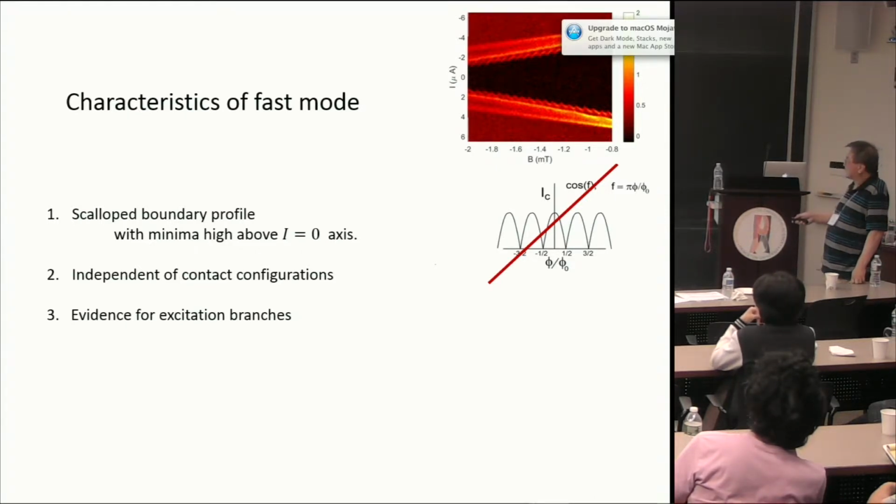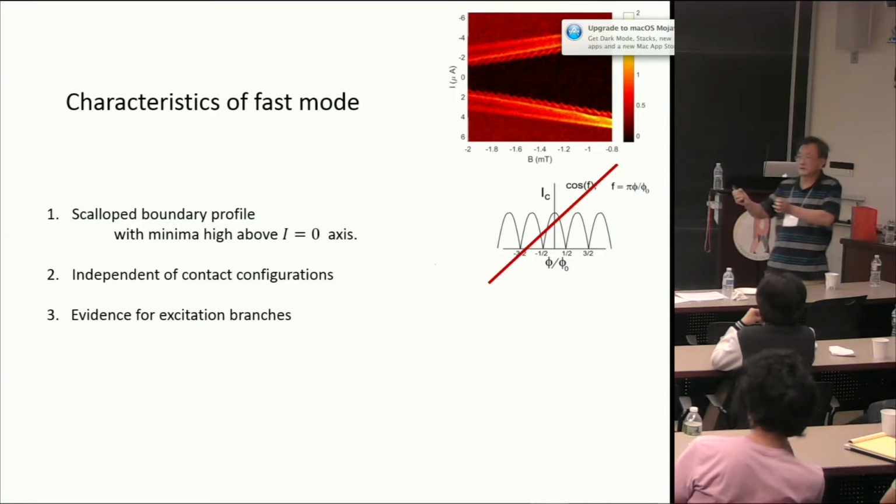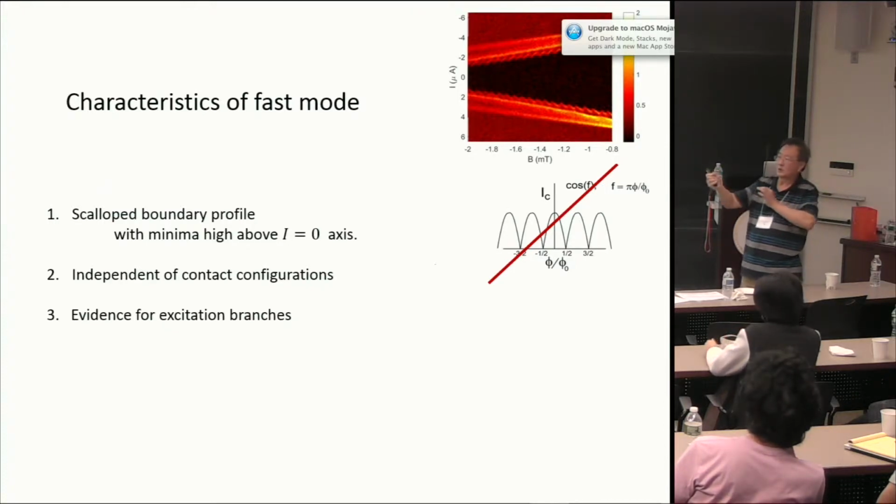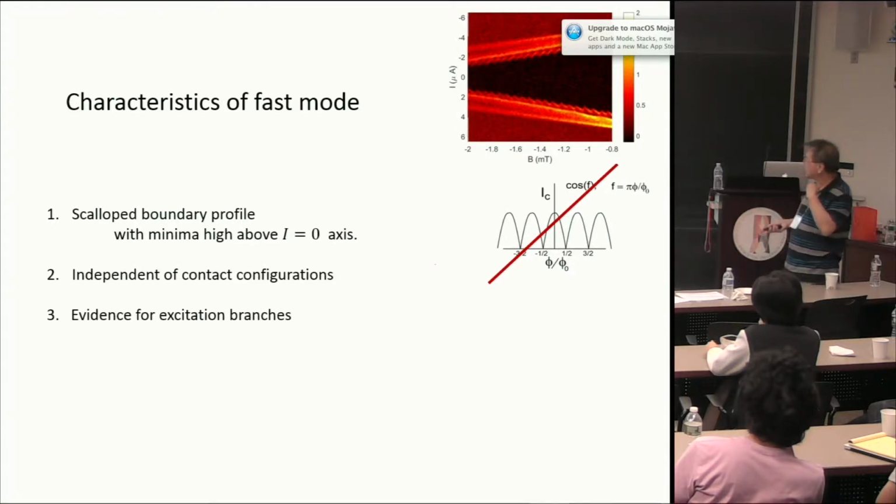So this picture is actually not valid. So you have a boundary in which the minima stop high above the zero current axis. And it's independent of contact configuration. It doesn't matter in a multiple probe Hall-like device which pair of contacts you choose, you always see the same signal. You know, all you need to do is pass current and look at the differential resistance.